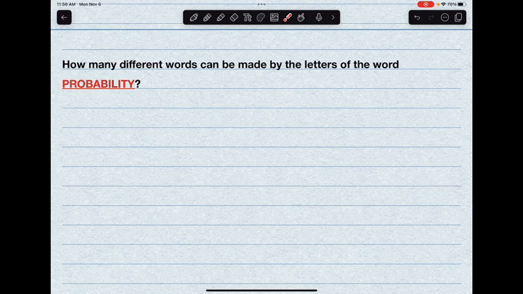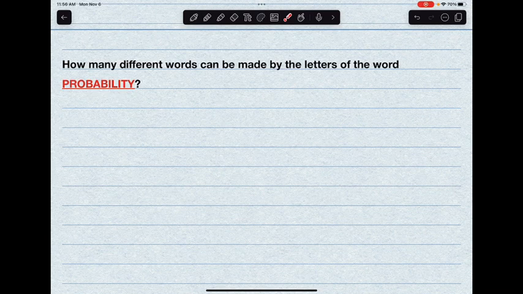But what about here? It says we're going to use these letters. How many? 1, 2, 3, 4, 5, 6, 7, 8, 9, 10, and 11. We have 11 letters, but only B and I can be repeated twice in the new word we're going to make. So how can we solve this?